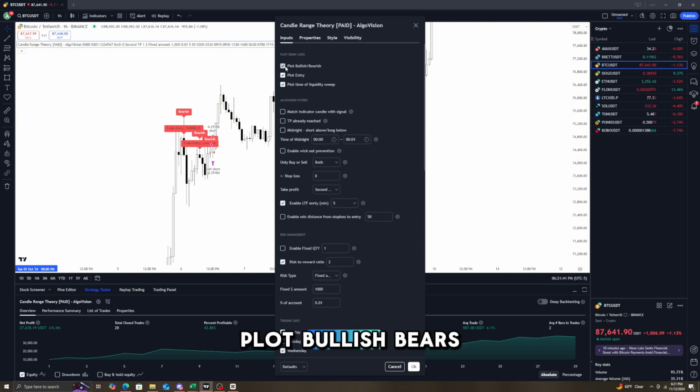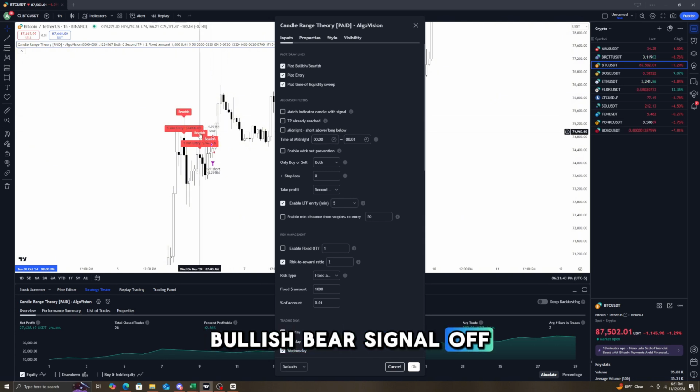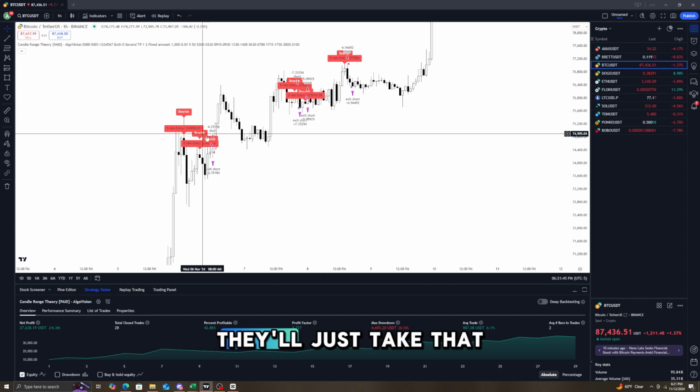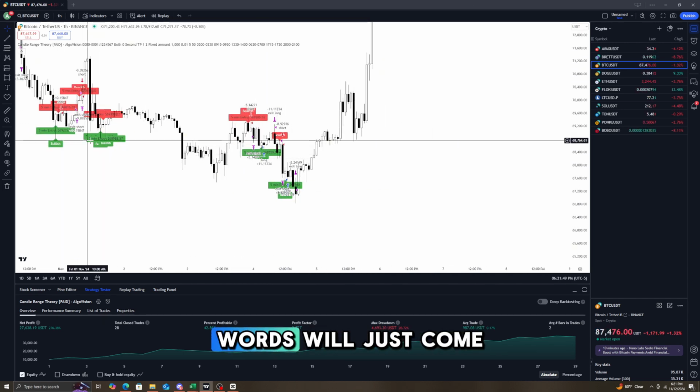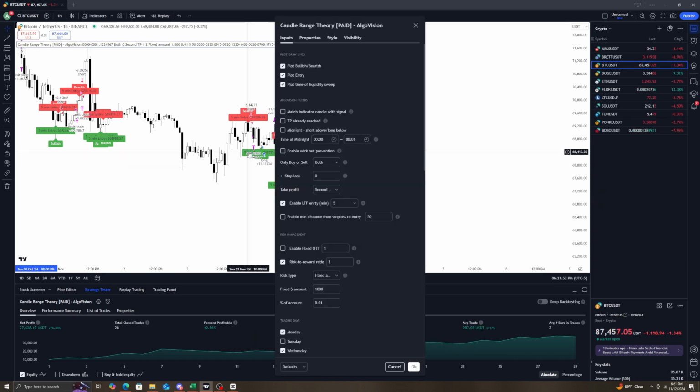You could plot bullish and bearish. That'll just take the bullish or bearish signal off your screen. So all these bearish ones right here, they'll just take that off your screen, and all the bullish ones will just come off of your screen.